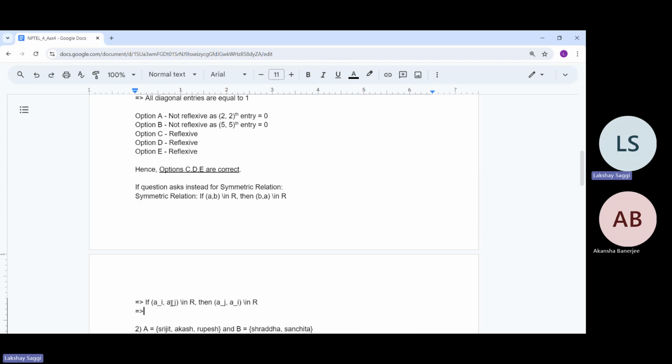And what does this mean in terms of matrix entries? It means that if AI, AJ is in R, then the I, jth entry of the matrix should be 1, and this should also happen: the j, ith entry should be 1. So if the I, j entry is 1, then the j, I entry is 1.